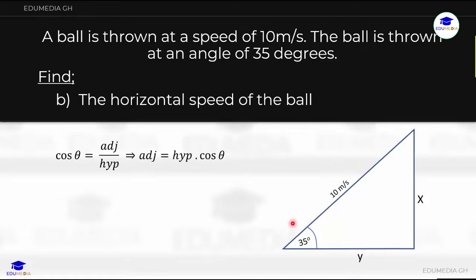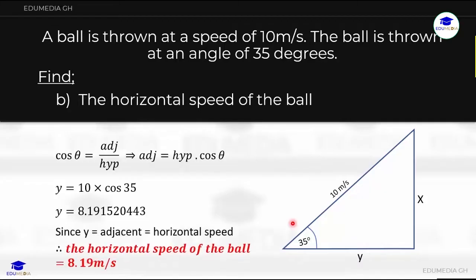Now we have all the variables here. We can go ahead and substitute them. Substituting them will give us y equals 10, which is the hypotenuse, times cos theta. The theta is 35. So 10 times cos 35 will give us 8.191520443. Since y represents the adjacent, and that also represents the horizontal speed of the ball, it therefore means that the horizontal speed of the ball is 8.19 meters per second. This means at every second, the ball covers 8.19 meters.